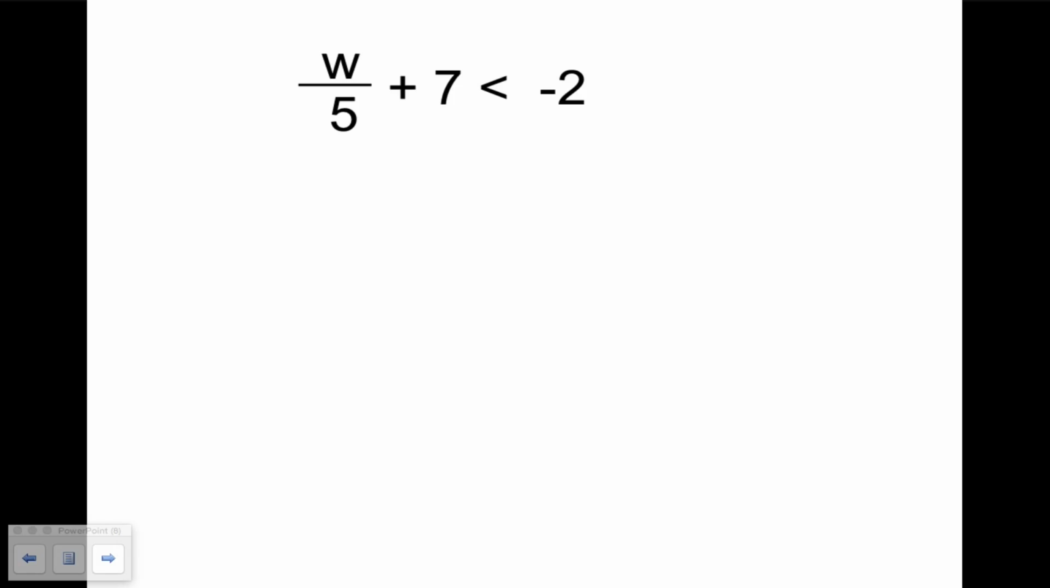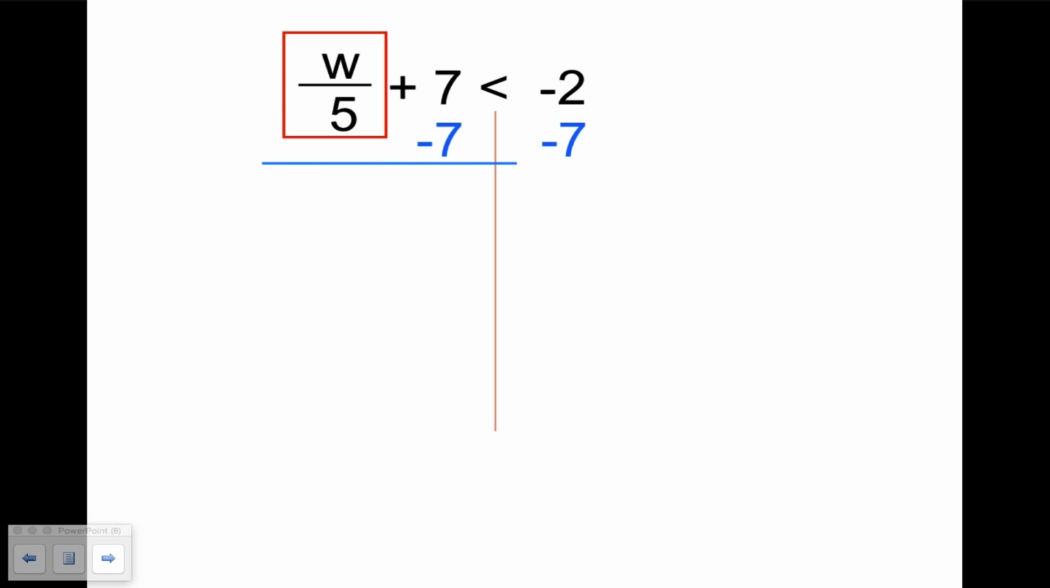W divided by 5 plus 7 is less than negative 2. Put the line of inequality, and feel free to attempt this on your own. Just push the space bar and proceed, or you can follow along. I'm going to put the box around w divided by 5, and the first step will be add or subtract. Subtract 7 on both sides.